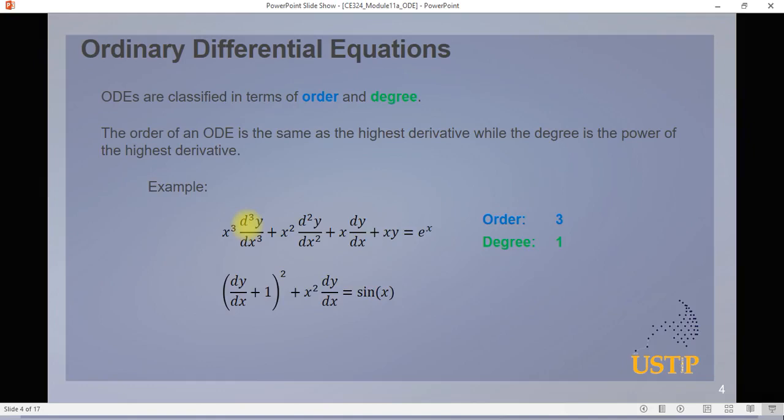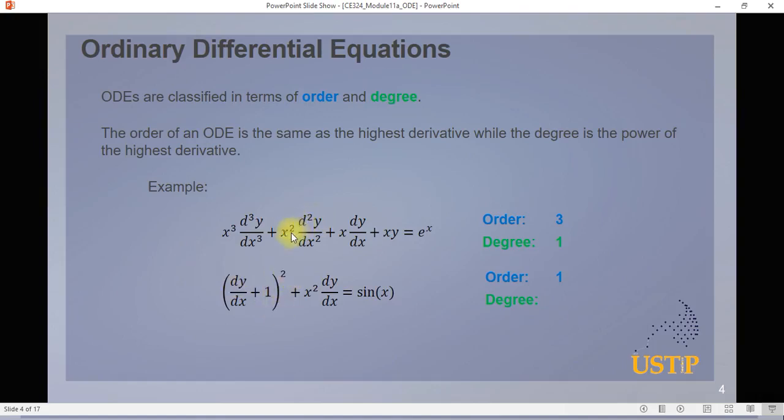Another example is we have dy over dx, or the derivative of y with respect to x, plus 1, the quantity raised to the power of 2, plus x squared dy over dx is equal to sine x. So, the order will be 1 because that is only the first derivative. And then the degree is 2 because the first derivative is raised to the second power.